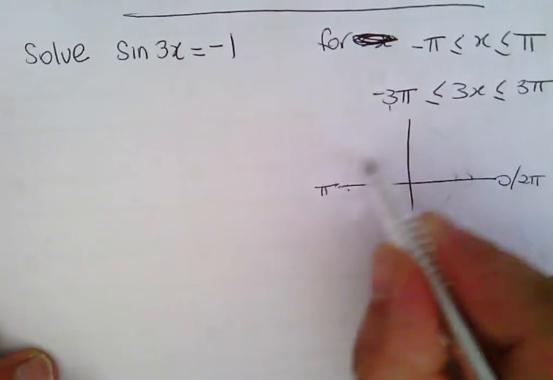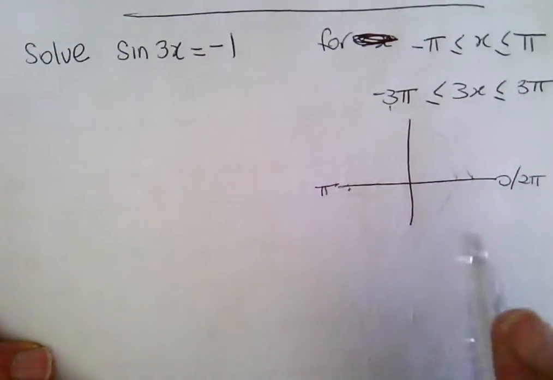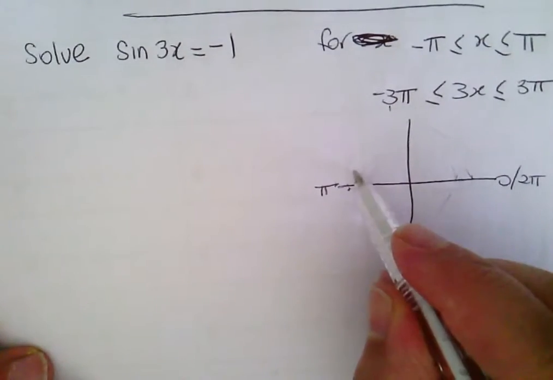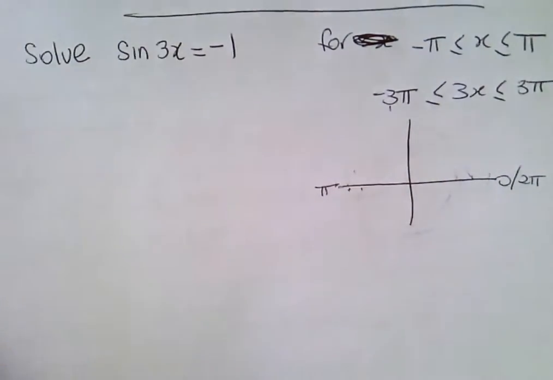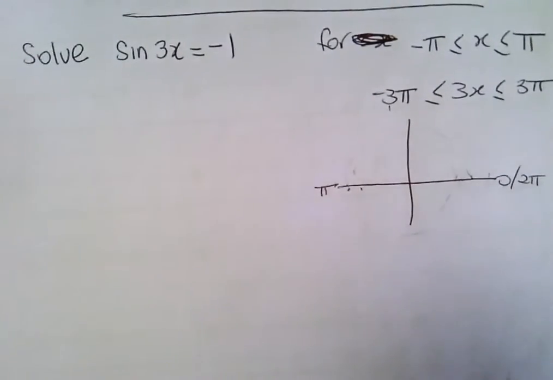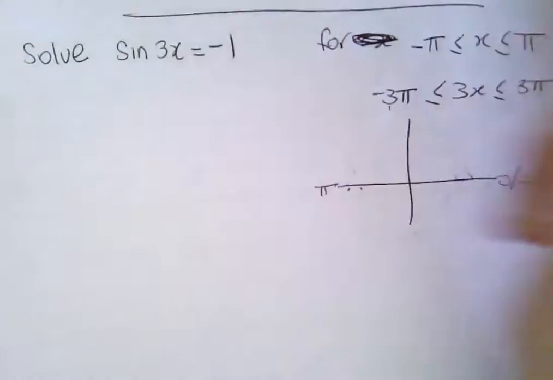Pi, 2 pi, 3 pi. Got it? And then the other way: pi, 2 pi, 3 pi. So you do end up going around the circle 3 times, but you do 1.5 in one direction and 1.5 in the other direction. 1.5 and 1.5 makes 3 circles. All right, what do I do? Remember, there's only 3 steps. First step, your quadrants, acute angle.